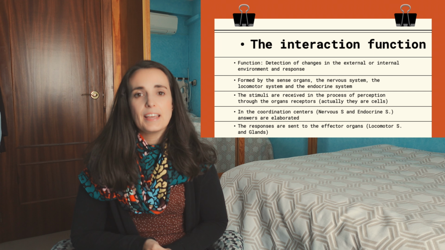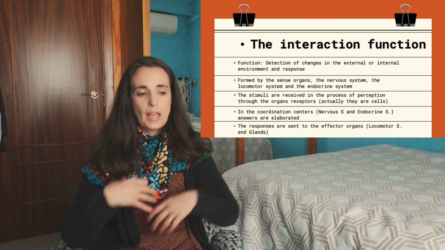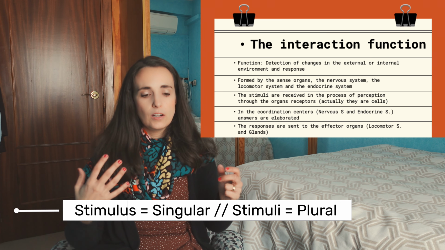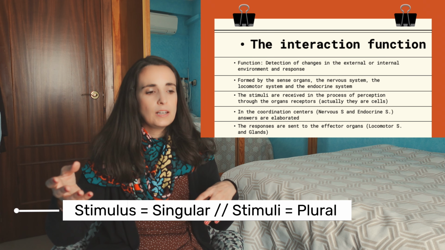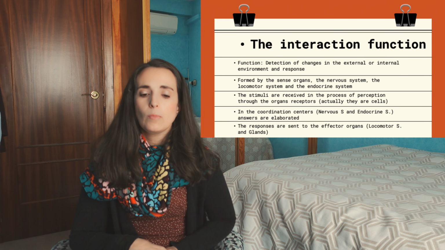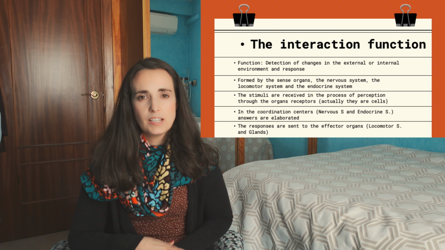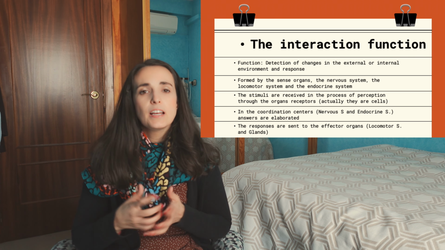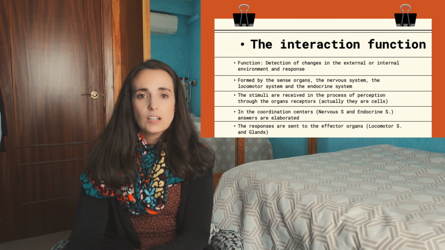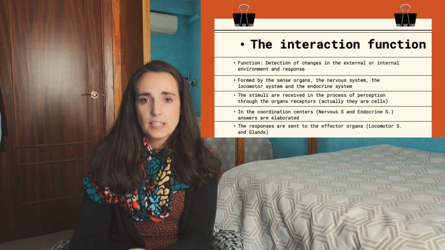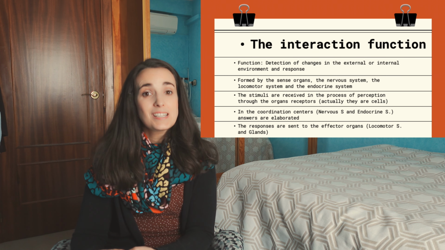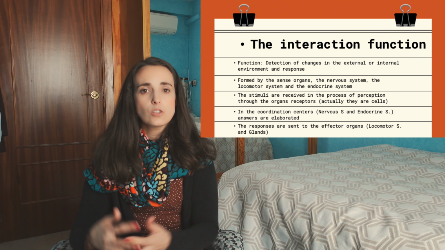Usually outside or inside we will use receptors, but the effectors that will perform the answer are different. In the case of answering to external stimulus, we will use usually our locomotory system. In the case of answering to internal stimuli, we will use the endocrine system, the hormones. The interaction function is in charge of detecting changes in the environment. We will perceive those changes thanks to our receptors.